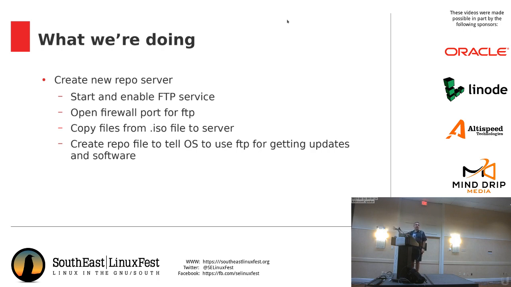Then we're going to copy the files from the ISO that we have. We're going to mount that ISO back to the VM and copy all the files locally to the repo server. Then we're going to create a file to tell our repo VM, our first VM, to get all its updates from its own FTP server. That way, if you want to install a new package, it picks it up from itself, from the files that are available on the ISO. I'm going to explain why that's an interesting thing when we have downtime, while we're waiting for things to copy. That should be almost done.